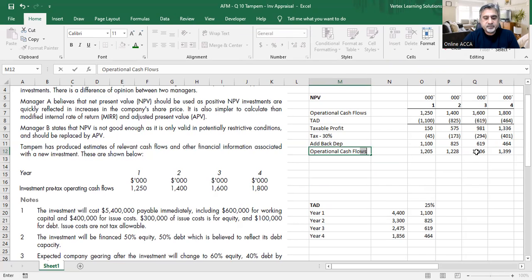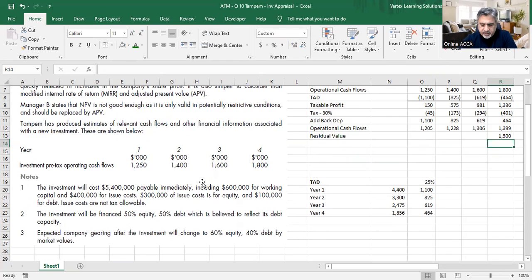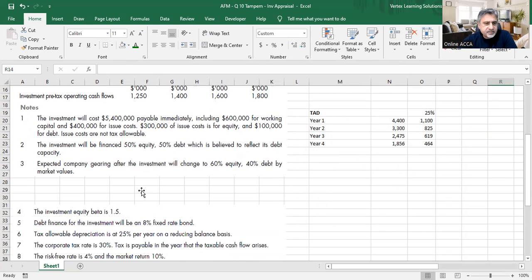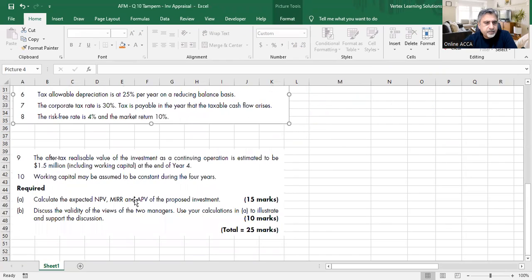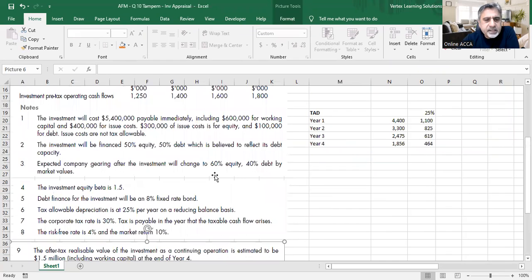So this is what we have got here, operational cash flows. Then we also have some recoverable amount or residual value, whatever you may call it, residual value of the project, which comes here as 1.5 million. They told us before that there is 1.5 million of cash coming in, right? Here it is given somewhere. Just want to see where it was given. Was it 1.5 million?